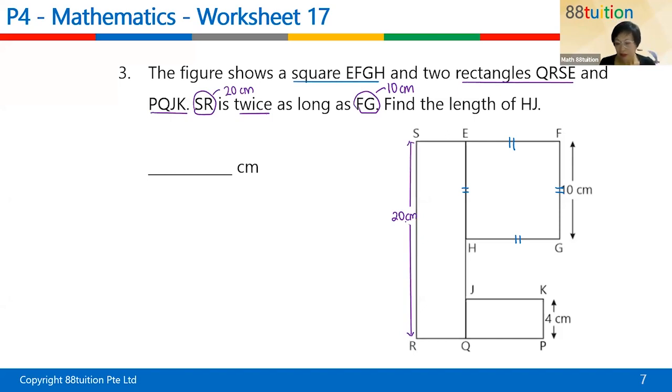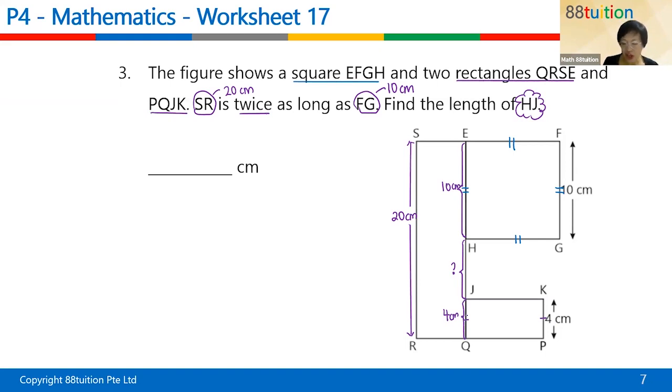Okay. Find length of HJ. Where is HJ? Oh, H and J. Oops, here. Question mark. Okay, so this is what they are asking for. Oh, so do you realize this is also 10? Because of the four sides that are equal. So this is 10 cm also. And then here, do you see this is 4 cm? This is 4, this is 4.